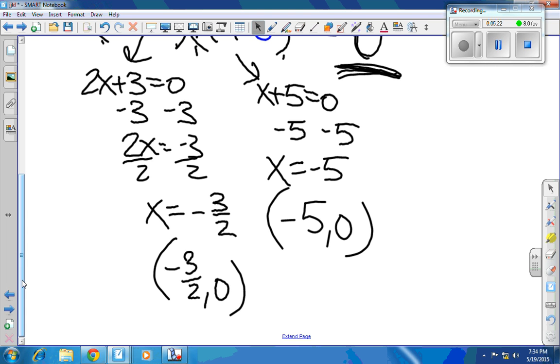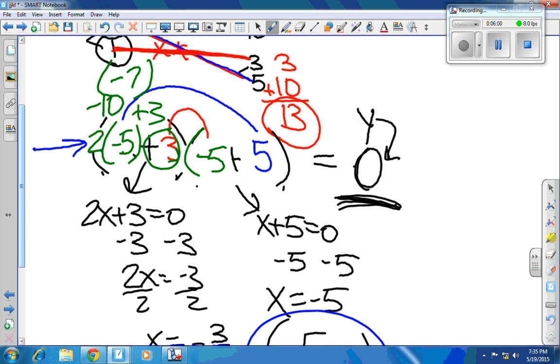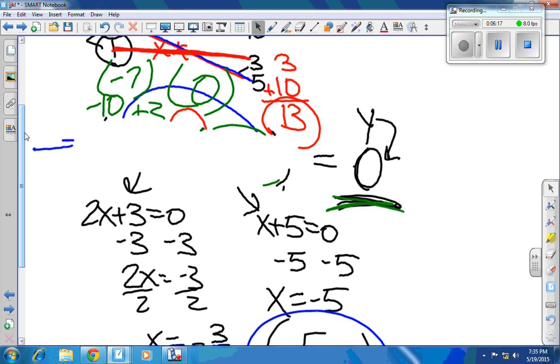Let's just check our work, and we're going to start by plugging in negative 5 into the original equation, in this portion right here. So 2x plus 3 times x plus 5. Instead of x, we're going to plug in negative 5. Well, 2 times negative 5 is negative 10. Negative 10 plus this 3 will give us negative 7. Over here, negative 5 plus 5 is 0. 0 times negative 7 gives us 0. So the negative 5 worked. It made y equal to 0. Now let me rewrite the equation. So we had 2x plus 3 times x plus 5 equal to 0.